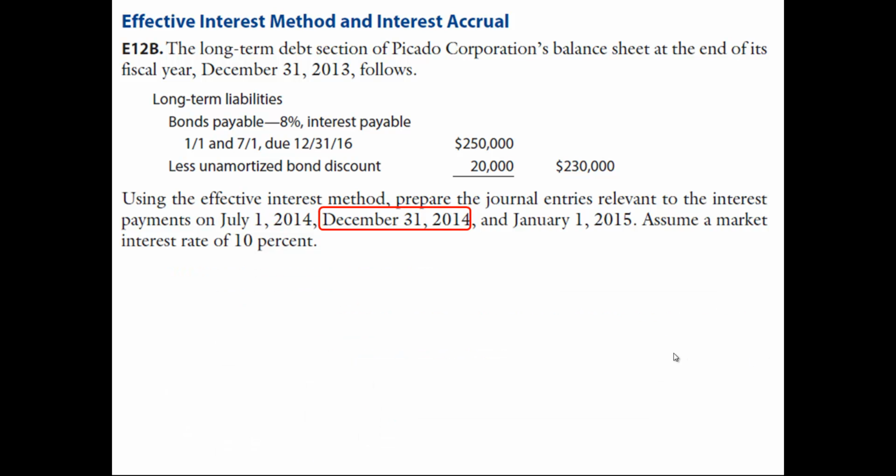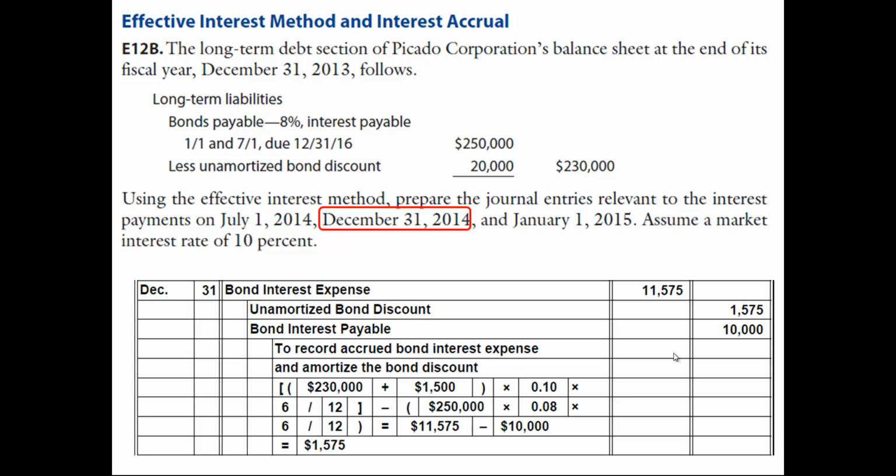Now on December 31st, we have to do an adjusting entry because there's been almost 6 full months, except the interest payment isn't actually going to be until January 1st. So we have to record the interest in 2014, even though we're not going to pay that interest until 2015, and even though there's only 1 day difference. The end of the fiscal year requires us to do an adjusting entry.